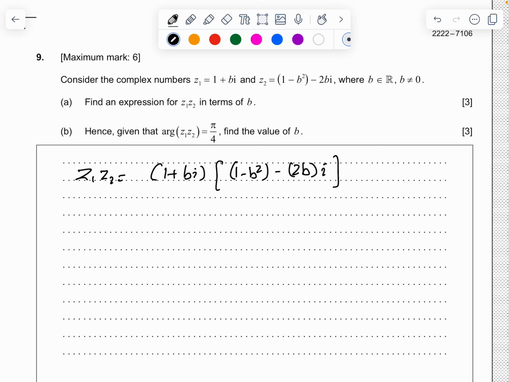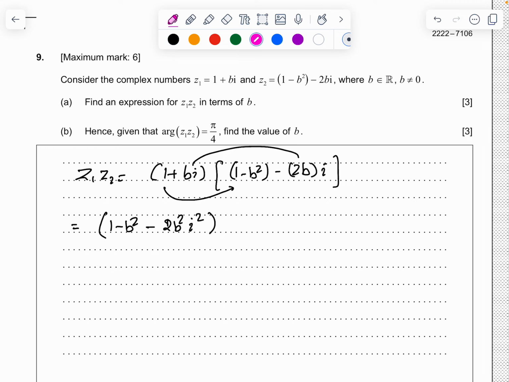So now what am I going to do? I am going to multiply this carefully, 1 plus bi times this one. I want real parts together and imaginary parts together. So 1 times this one is 1 minus b square. Then bi times this one gives me minus 2b square i square. So those are the real parts.